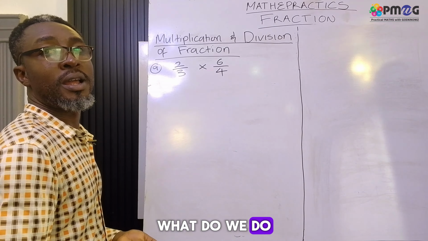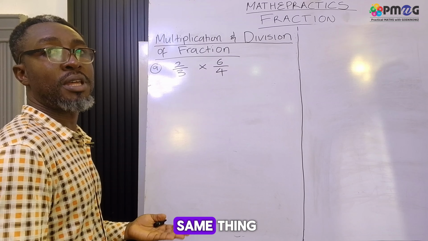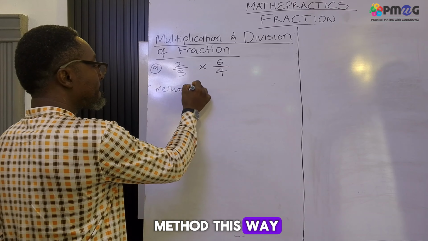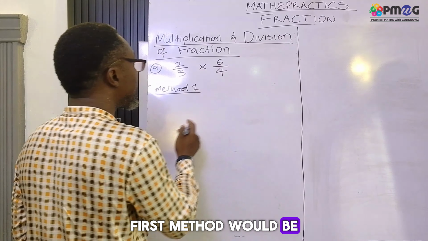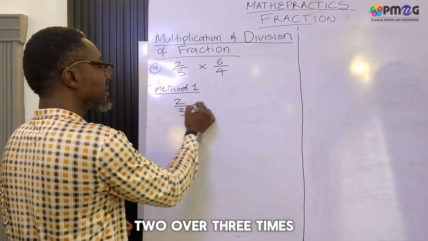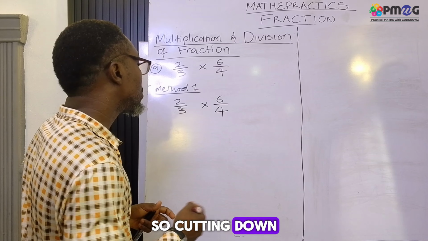What do we do? Multiplication, I also have two methods. They are all the same thing, but two methods. I call the first method this way. First method would be 2 over 3 times 6 over 4. So cutting down. So let's cut down here.